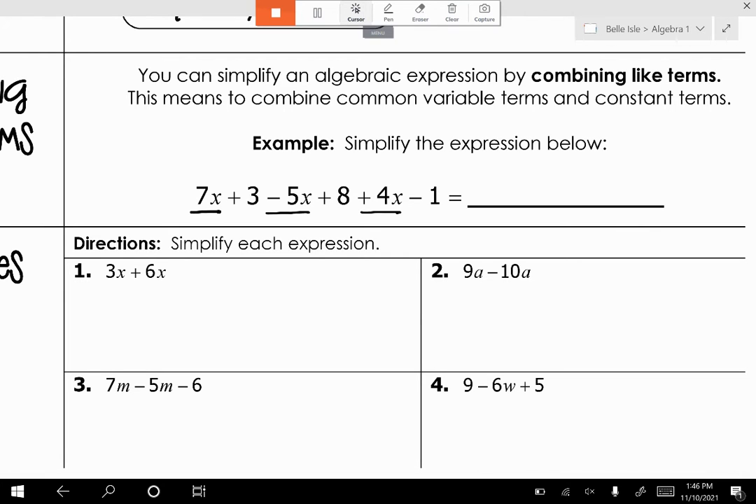Because if we have 11x and we add negative 5x, we've got to go down in value. So what's that going to be? 6x. Okay, now the constants. Eli, what do we get for the constants?